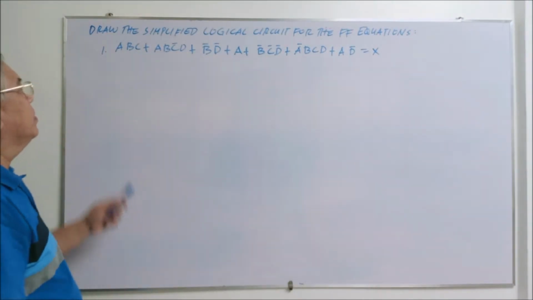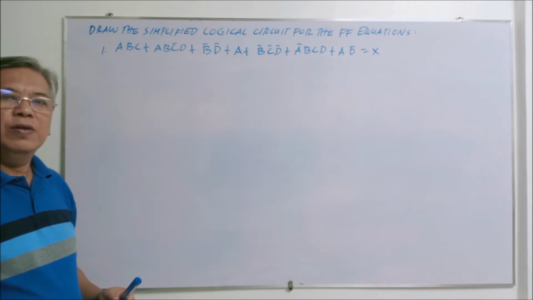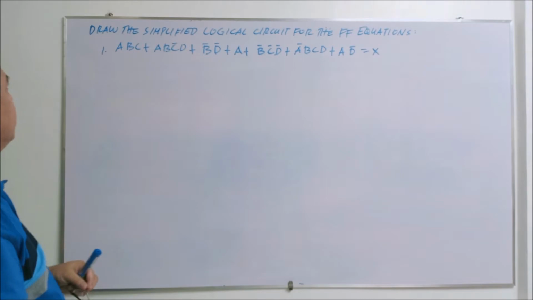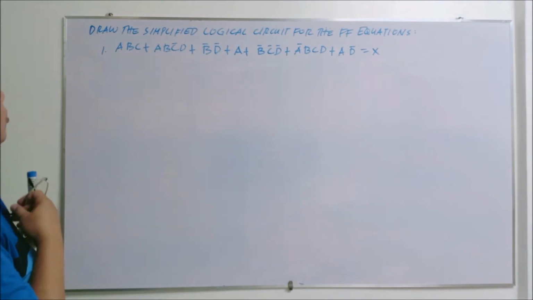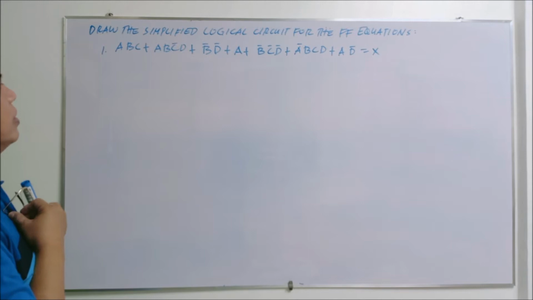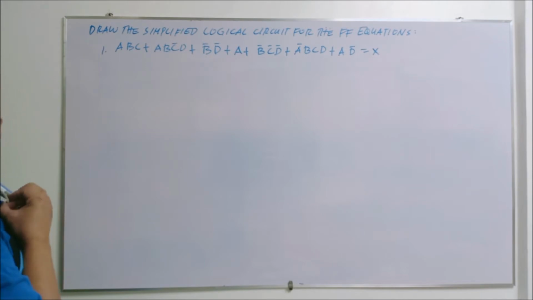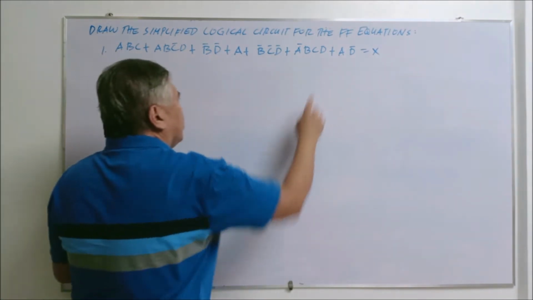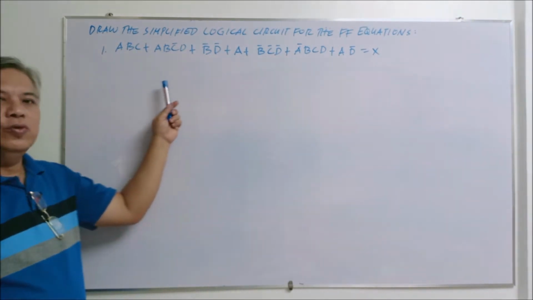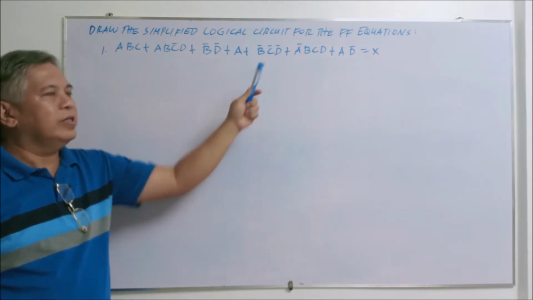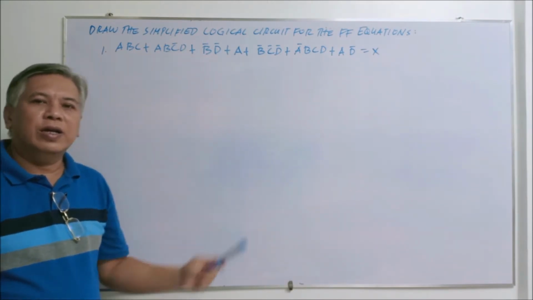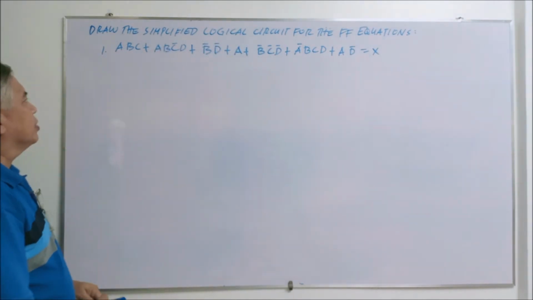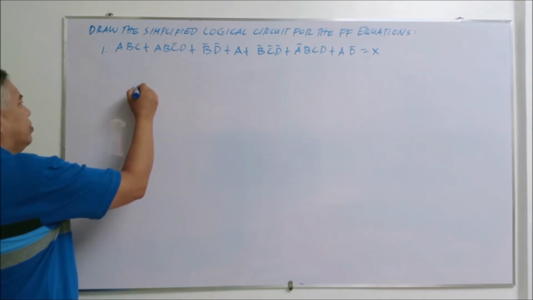Okay, so let's have more examples on a 4-variable map. Here we have: draw the simplified logical circuit for the following equation. So this is for number 1. This is our logical equation. And we want to use a K-map to simplify this logical equation so that we can arrive at a simplified logical circuit. So, the first step again is to make a map.